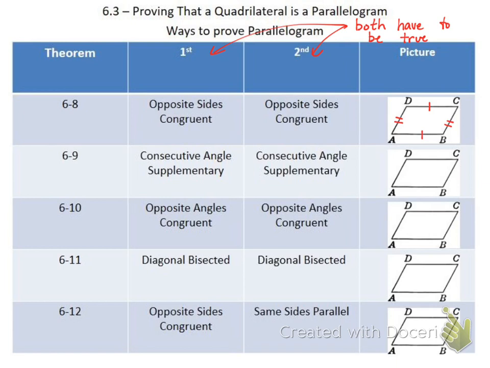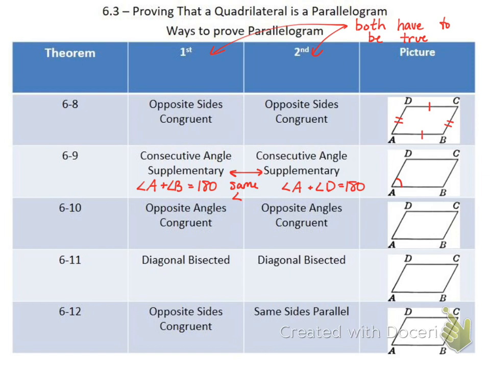With the next one, the consecutive angles are supplementary. What has to happen here is there has to be a same angle in both of these. And so if I wanted the same angle to be angle A, I would have to say that angle A plus angle B is equal to 180. And I would also have to say that angle A plus angle D is also equal to 180.